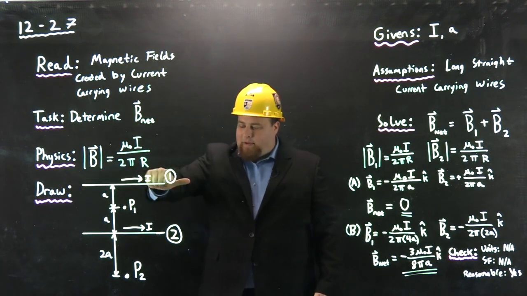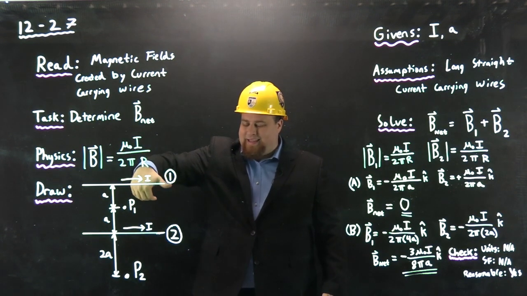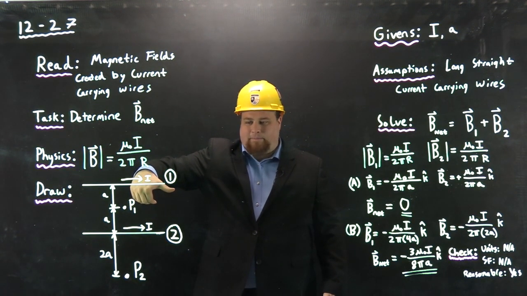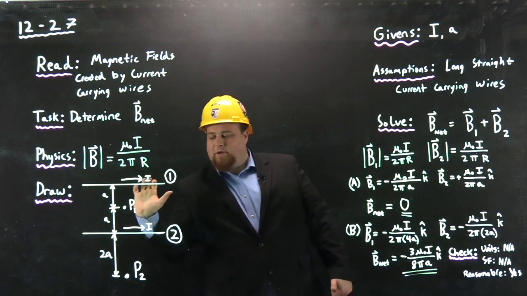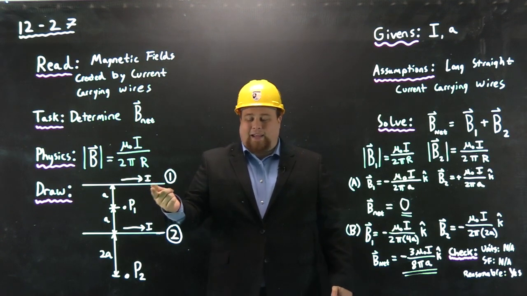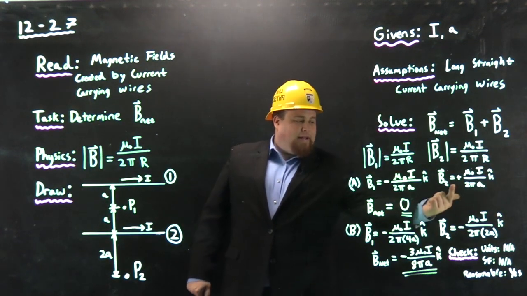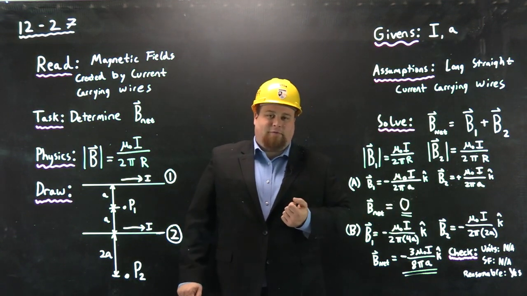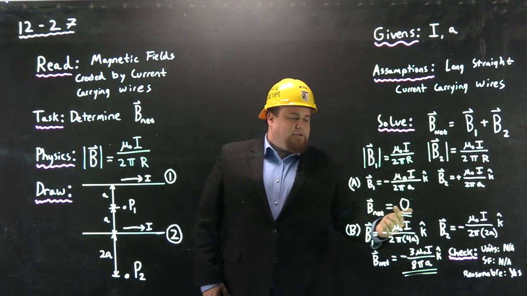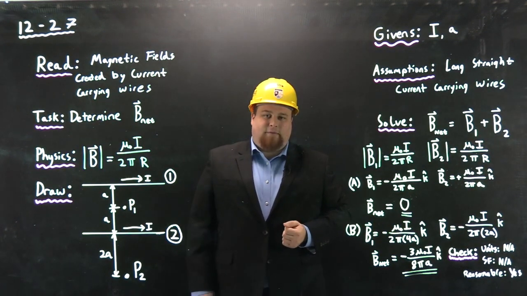So in this case, if I point my thumb in the direction of I, I'm going to curl it and find that my fingers are pointing into the screen at point P1. On the bottom one, as I curl it, I'm going to find that my fingers are pointing out of the screen. If we call into the screen negative k direction and out of the screen positive k direction, we're then going to get these values for B1 and B2 for their vectors. Plugging those into those equations, because they're in opposite directions and have the same magnitude, we get a net magnetic field at location P1 of 0.